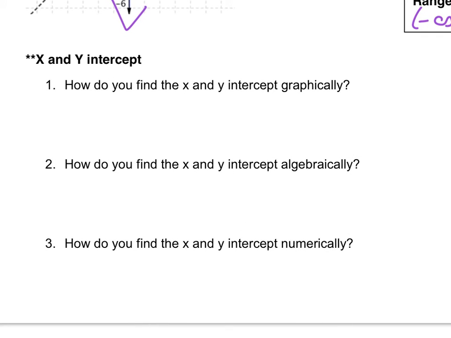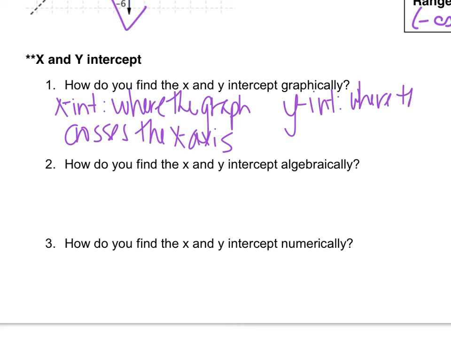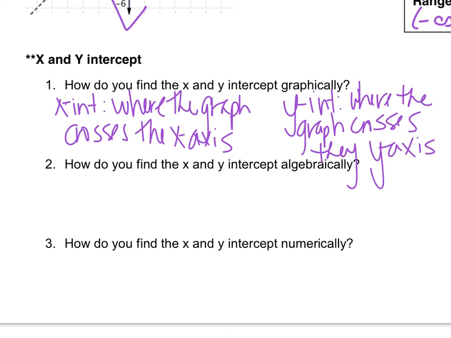Alright, the last thing we're going to talk about is how do you find the x and y intercept graphically. So the x-intercept is where the graph crosses the x-axis. Okay. And then the y-intercept is just where the graph crosses the y-axis. So hopefully off a graph, that would be pretty straightforward.